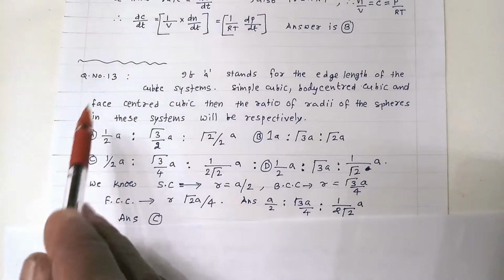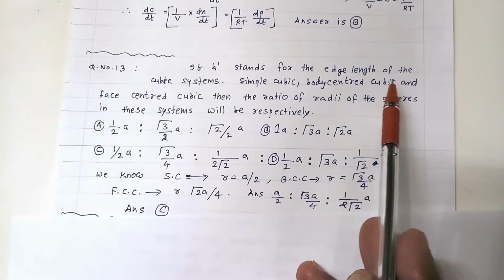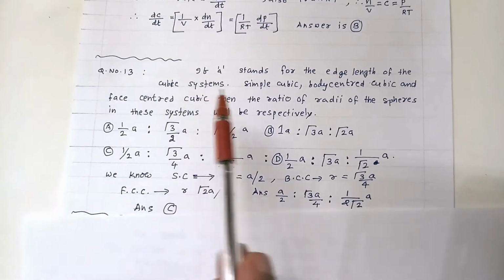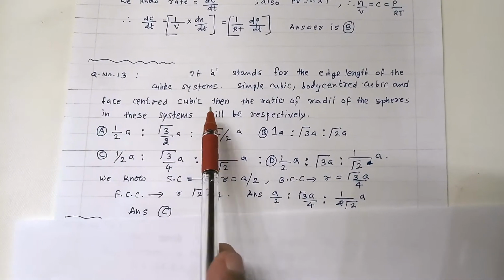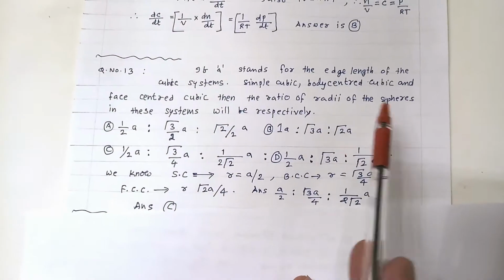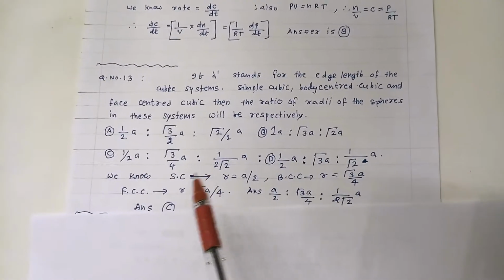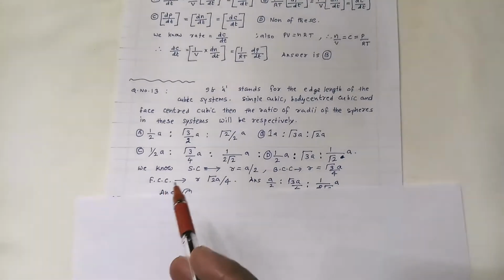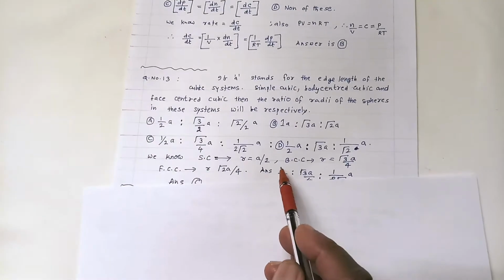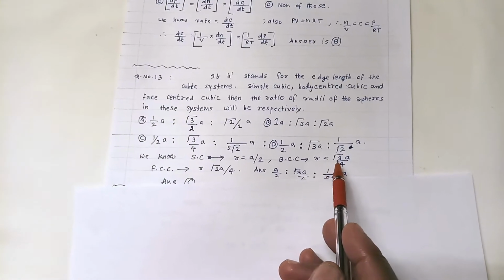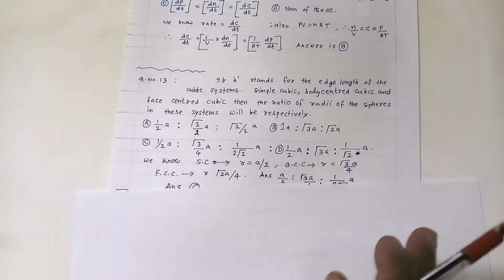Next we'll go to question number 13. If a stands for the edge length of the cubic systems, simple cubic, body centered cubic, and face centered cubic, then the ratio of the radii of the spheres in these systems will be, respectively. So we have to calculate the ratios. We know that for the simple cubic lattice r is equal to a by 2, for the body centered cubic lattice r is equal to root 3 a by 4, and for the face centered cubic lattice r is equal to 2a by 4.